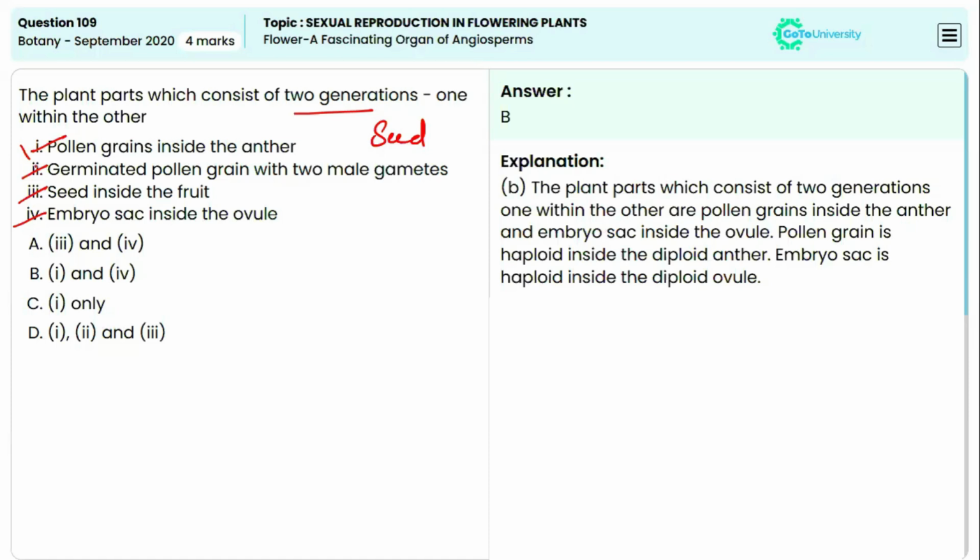So, that means the first statement will be correct, whereas coming to the second one, the germinated pollen grain with two male gametes will be incorrect. The third, seed inside the fruit, will be incorrect. Coming to the fourth one, the embryo sac inside the ovule will be correct. So option B is the correct answer, because the plant parts which consist of two generations, one within the other, are the pollen grains inside the anther and the embryo sac inside the ovule. Pollen grain is haploid inside the diploid anther, and embryo sac is haploid inside the diploid ovule.